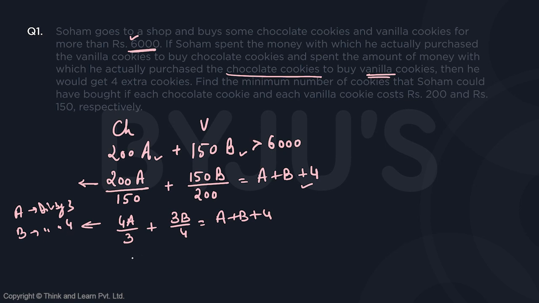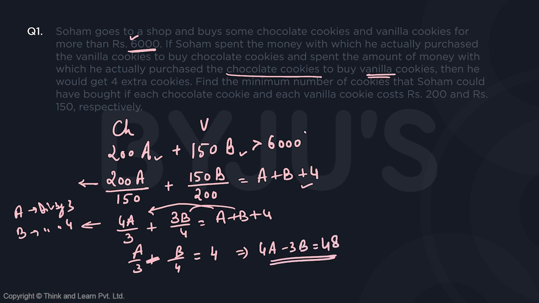Let's simplify the equation. 4A by 3 minus A is A by 3. 3B by 4 minus B is minus B by 4. So A by 3 minus B by 4 is equal to 4. Once again, if I multiply by 12, I get 4A minus 3B is equal to 48. And from the first inequality I am also getting 4A plus 3B is greater than 120, since I have divided the whole inequality by 50.